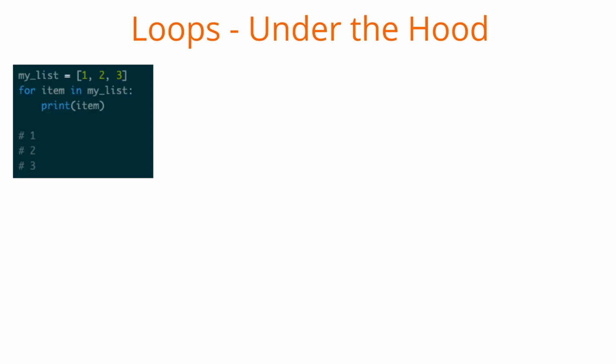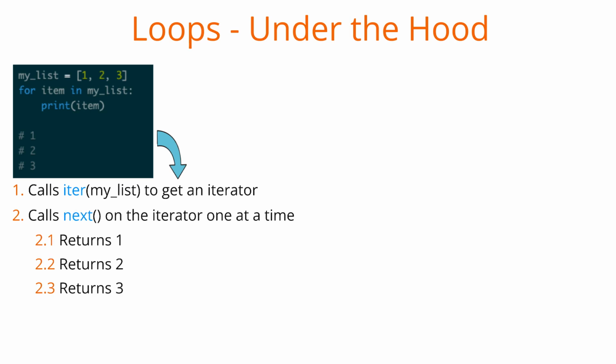Let's take a look under the hood at how this loop works. First, it calls iter on my list to get an iterator. Then it repeatedly calls next on that iterator until eventually a StopIteration exception is raised. That exception lets the loop know it's done.